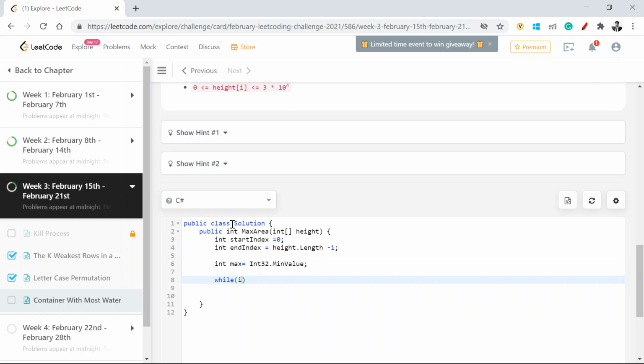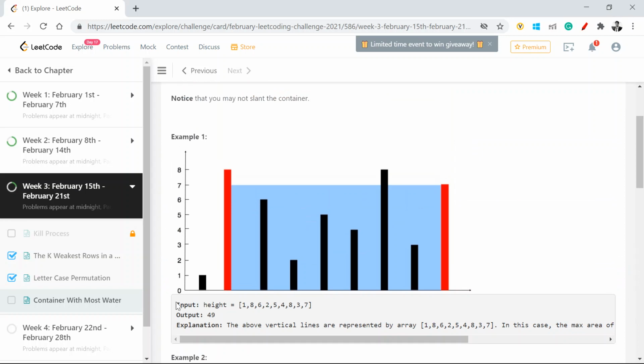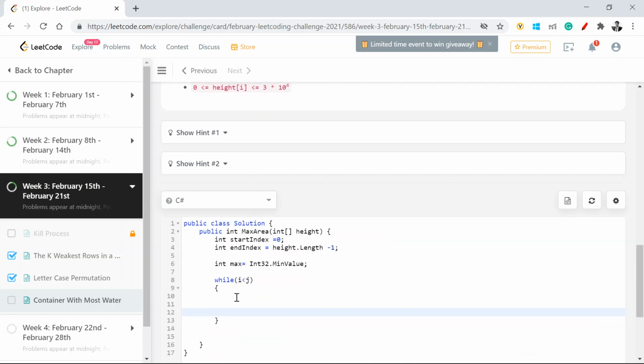Let's say while my i is less than j, that means I am looking at all the buildings, because this is going to go this side, this is going to go this side. While i is less than j, I'll say what my max will be. That will be Math.max of max comma, now this is where the thing is, Math.min, whichever array index is of the lowest value. So that will be height of startIndex comma height of endIndex, right?